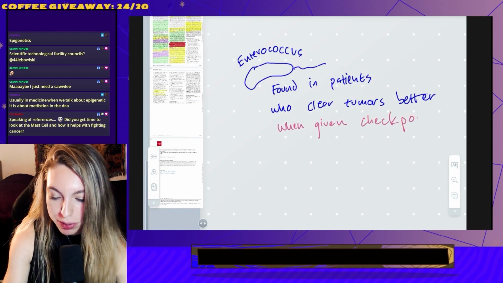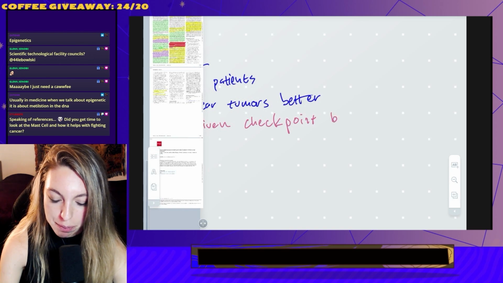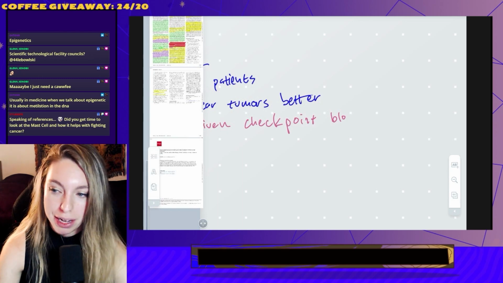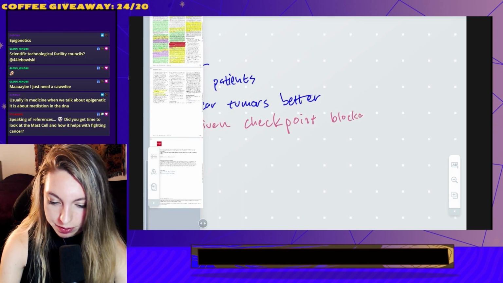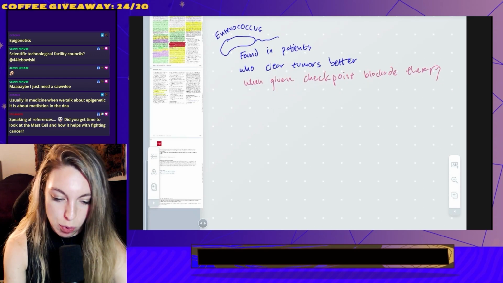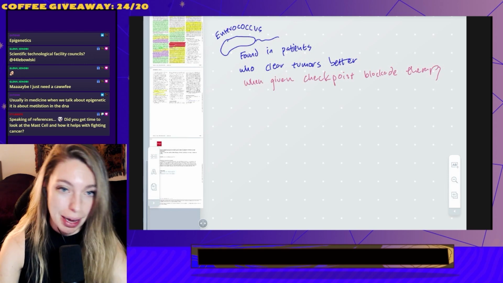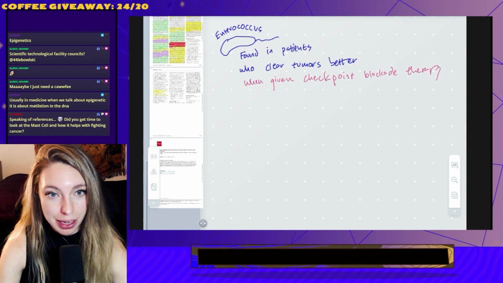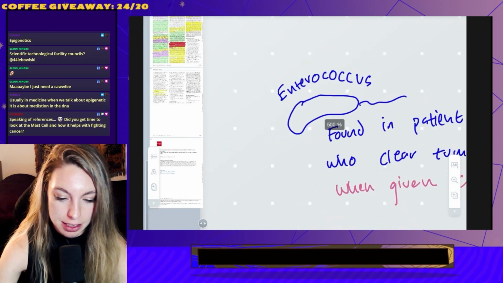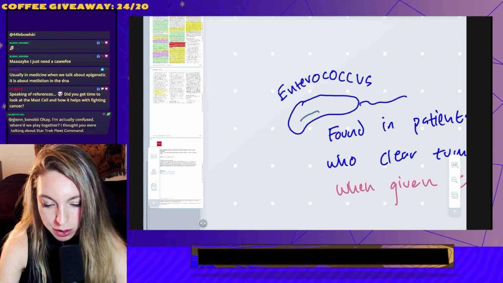And I've already explained checkpoint blockade therapy earlier in this video. Basically, just think of it as an antibody that makes T cells better cancer killers. So enterococcus is more enriched in patients who clear tumors better when given checkpoint blockade therapy. This led them to ask, what is the enterococcus producing? And we found that enterococcus, in its little cute bacteria genome, makes this thing called SagA.